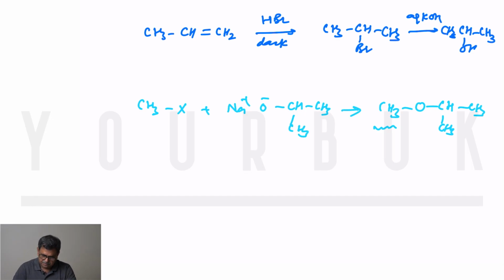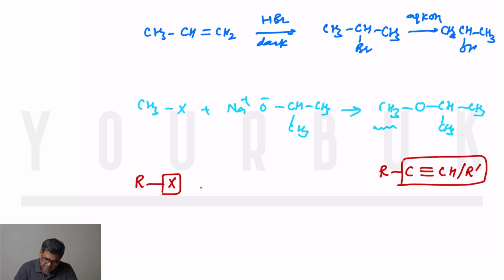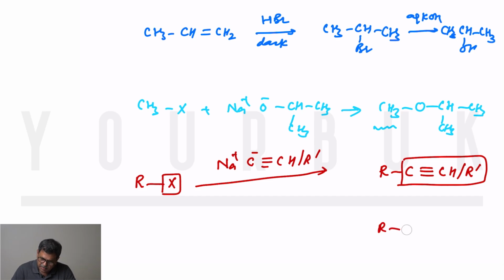Now some more examples of nucleophilic substitution reactions of haloalkanes. This is RX, and our aim is to replace X by C triple bond CH, or C triple bond C-R dash. So my aim is to replace X by this to prepare the higher member of the alkyne series. So I use a sodium compound of this. It can be H, it can be R dash. My aim is to prepare this functional group.